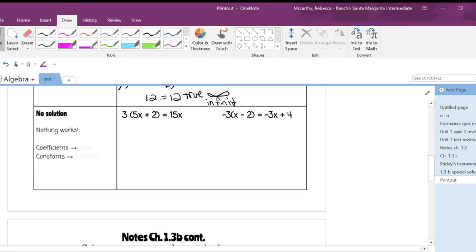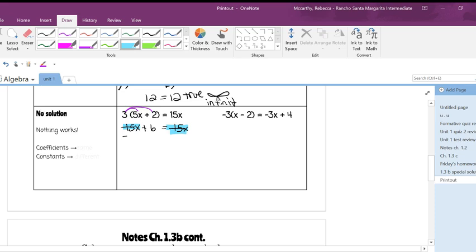Okay, what about no solution? Is there a case when we have no solutions? Yes, there is. So first I have to simplify. When I have something that has no solutions, that means nothing works. So I'm going to first distribute, and I'll show you what it would look like. 3 times 5x is 15x, and 3 times 2 is 6. And the other side is already simplified. If I notice that my coefficients, oh, that's an x, are the same.